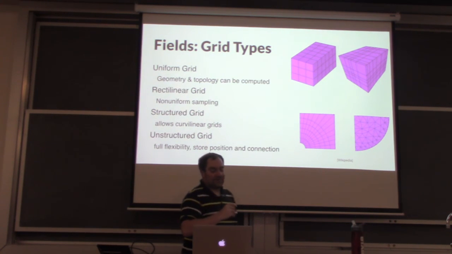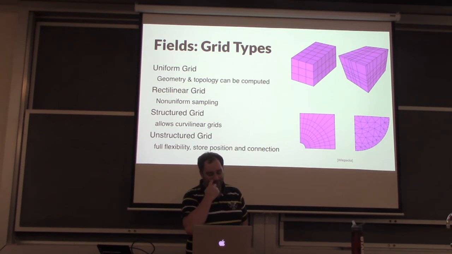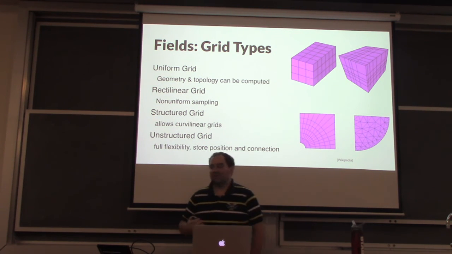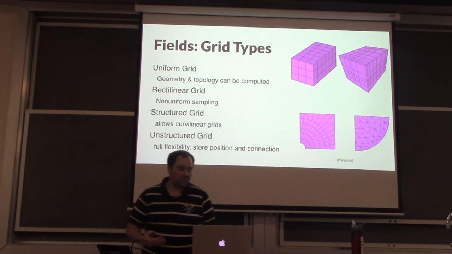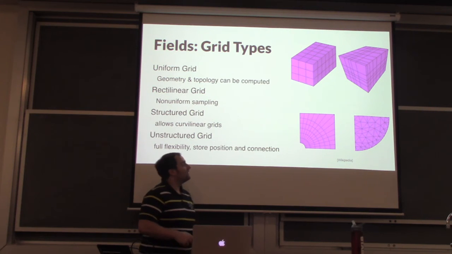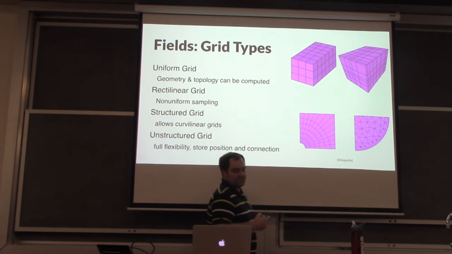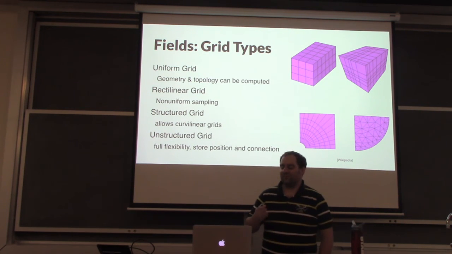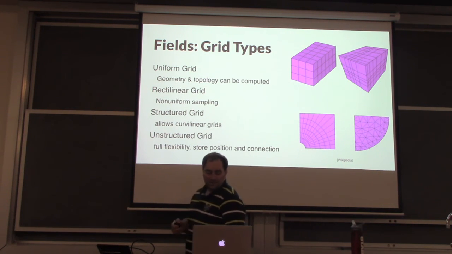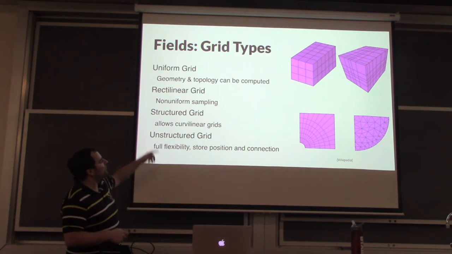Fields often come, or always come, in one of these grid types, but they're very different in how easy they are to work with and what they can do. A uniform grid is where we have a very clear uniform grid where we can compute both the geometry and the topology. So we have a very regular sampling. We can have a rectilinear grid where we can do non-uniform sampling.